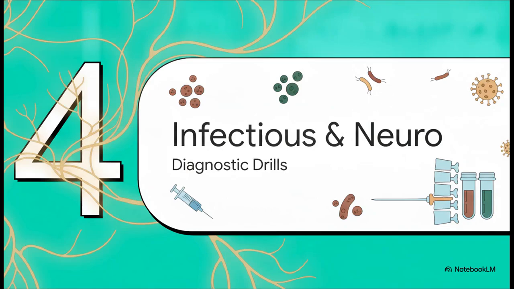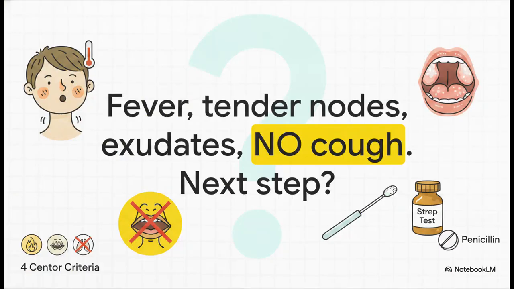Section 4. Infection and Neurology Drills. Let's test your empiric antibiotic choices and CSF analysis. A 7-year-old child presents with a fever, tender anterior cervical lymphadenopathy, tonsillar exudates, and notably, no cough. Best next step? Perform a rapid strep test or administer empiric penicillin.